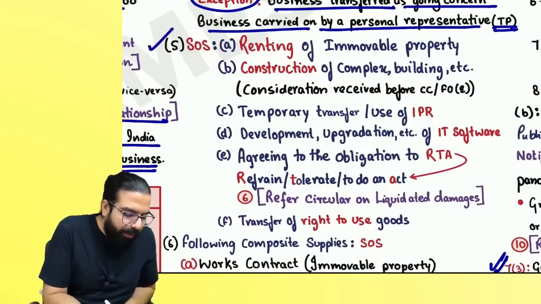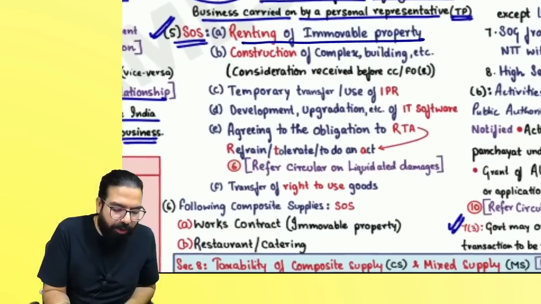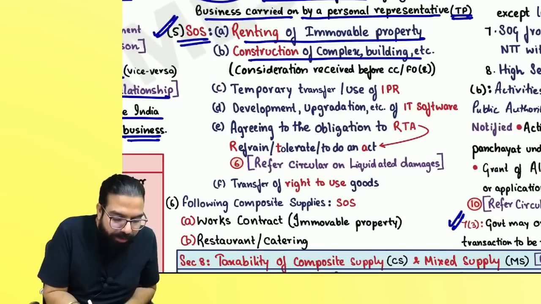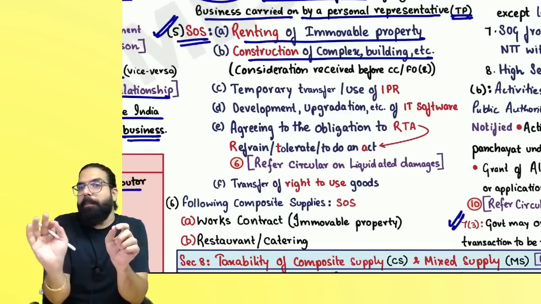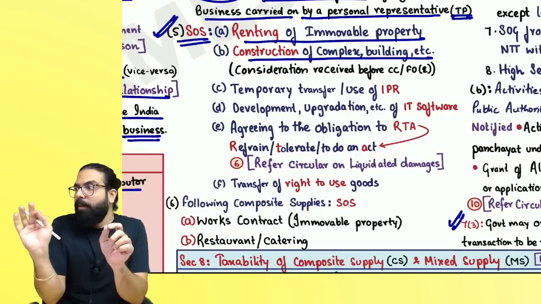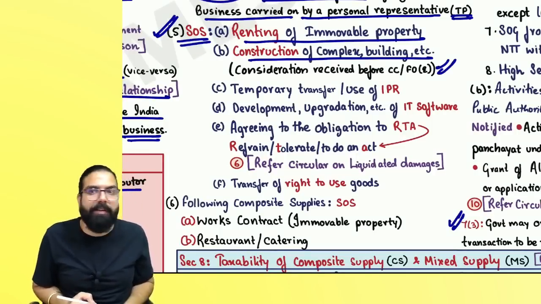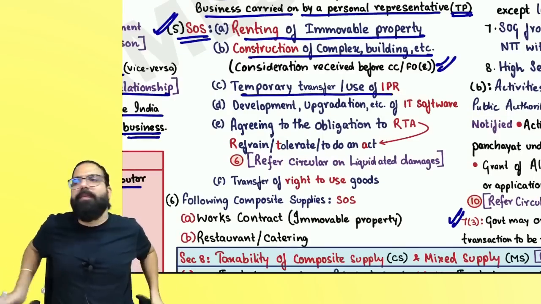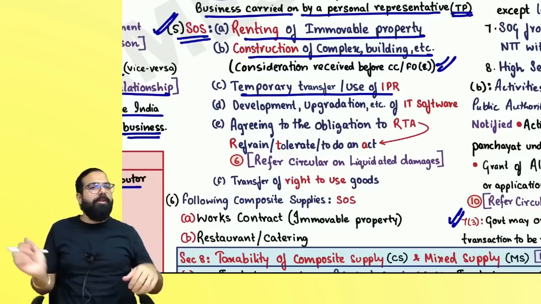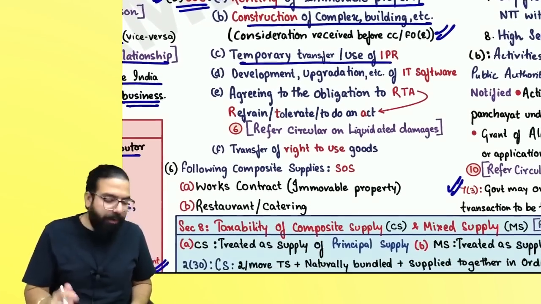Everyone over here. Supply of service. Paragraph number 5 says renting of immovable property. Whenever you rent out your immovable property or doing a construction of a complex or building where 1 rupee is also received before completion certificate or first occupancy, whichever is earlier, then always it's a construction. Can I go ahead, everyone? And construction is always a supply of service. The next one is temporary use of IPR. If I go ahead and give my intellectual property right to someone for use temporarily, always it is what, everyone? Supply of service.